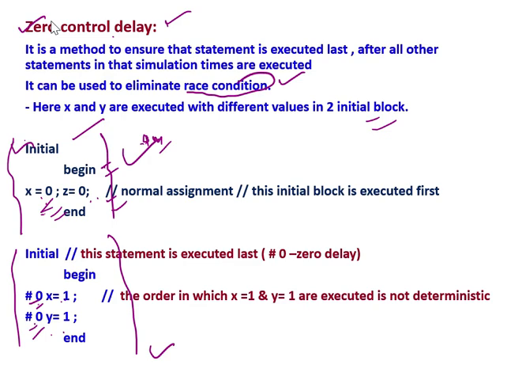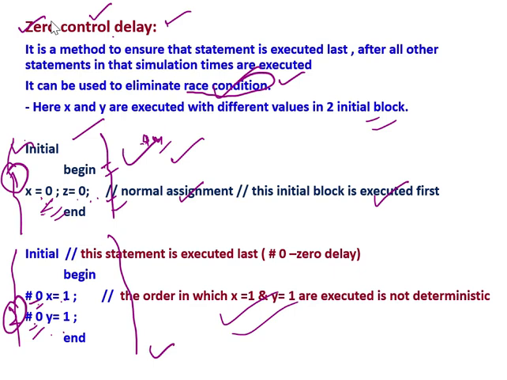So if I write #0 and #0 here, this block will be executed at the end. First this block will be executed. This x equal to 0 and z equal to 0 is a normal assignment, right? Normally we do the assignment like this. So this initial block is executed first, because this is what zero control delay tells. Then this block will be executed at the end. So first this initial block will be executed, and second this initial block. So it eliminates the race around condition.